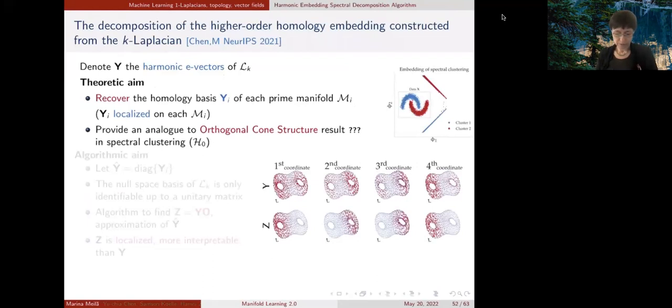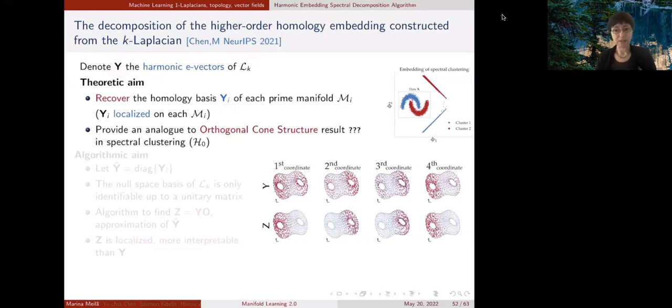And notice first that the harmonic eigenvectors, supposing that we have these harmonic eigenvectors to high precision and correctly, because they are parameterizing a space, because they all correspond to the eigenvalue 0, any rotation of the harmonic eigenvectors is also a set of harmonic eigenvectors. Yes, and so we want to prove that if we take the basis, the harmonic eigenvectors of the component manifolds, and put them together, there exists a rotation of these y's that actually is close to this decomposition. Yeah, and this is what the orthogonal cone structure refers to.